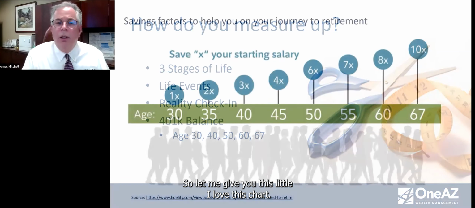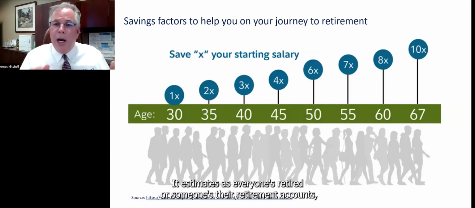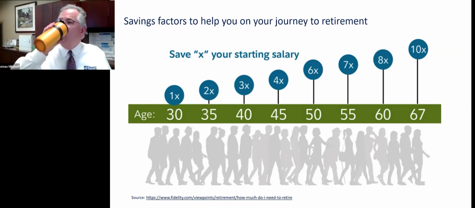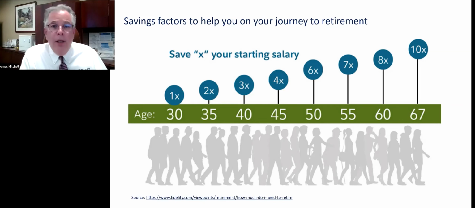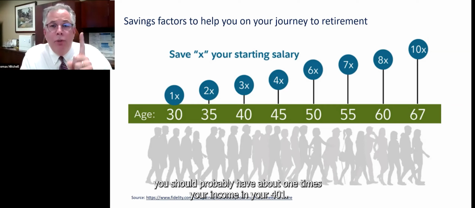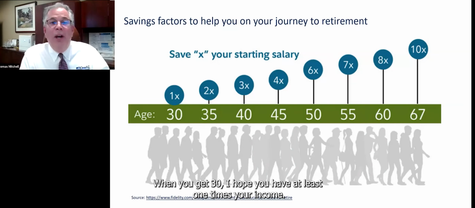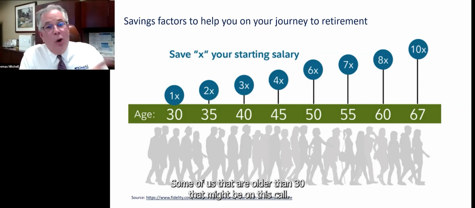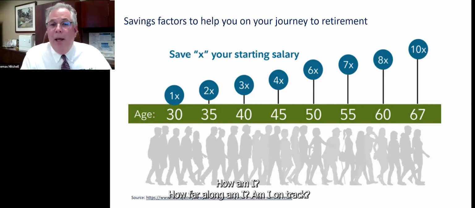So let me give you this. I love this chart. It comes from Fidelity. It estimates what someone's retirement accounts should look like at their different ages. If you're age 30, they say you should probably have about 1 times your income in your 401k. Wow. How many do have that now? Some of us might be under 30. Well, guess what? When you get to 30, I hope you have at least 1 times your income. Some of us that are older than 30 that might be on this call, you've got to take a good look at the situation here. How far along am I?